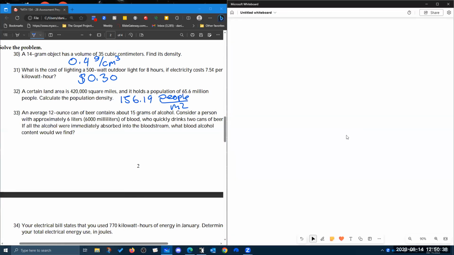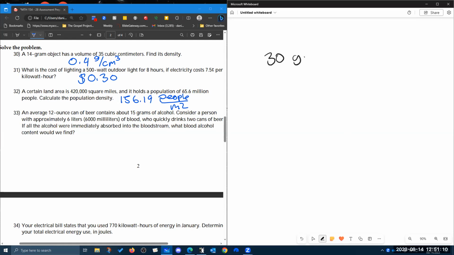A 12-ounce can of beer has about 15 grams of alcohol. Consider a person who has approximately 6 liters or 6,000 milliliters of blood, who quickly drank 2 cans of beer. So they drank roughly 30 grams of alcohol. Suppose the alcohol were immediately absorbed into the bloodstream, which it's not, but just pretend it is. What alcohol content would we find?